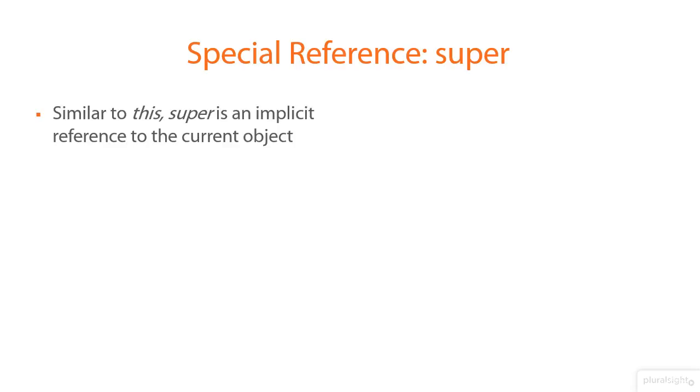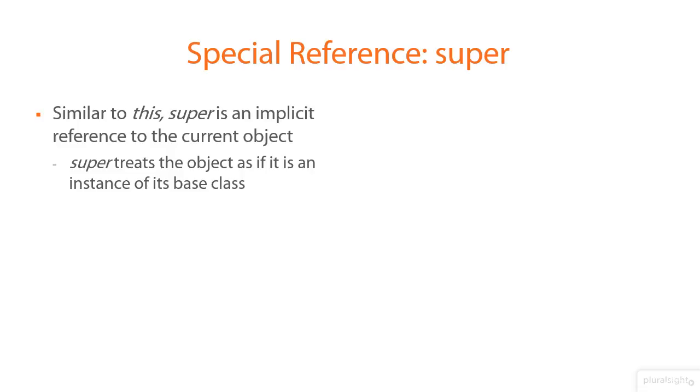From our discussions in previous modules, we know that Java offers references that have special meaning, like null and this. Another one of those special references is the super reference. Like this, super provides access to the current object. But where super is different is that super treats that object as if it's an instance of its base class.